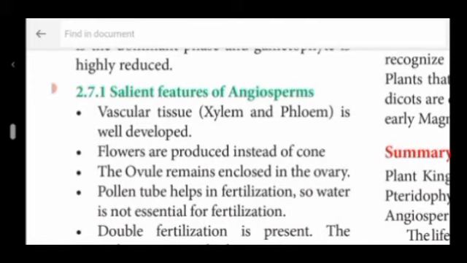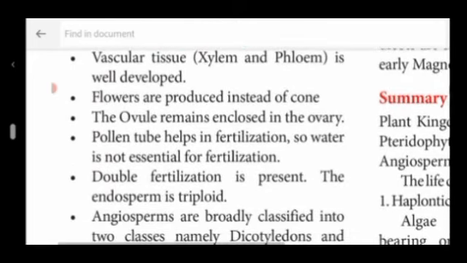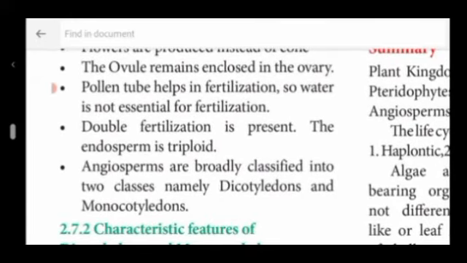The next, salient features of angiosperms. The vascular tissues, xylem and phloem, are well developed in the angiosperms. Flowers are produced instead of cones. In gymnosperms the cones are produced, but in angiosperms the flowers are produced. The ovules remain enclosed in the ovary. The ovules are present inside the ovary. Because of that, the seed is present inside the fruit.